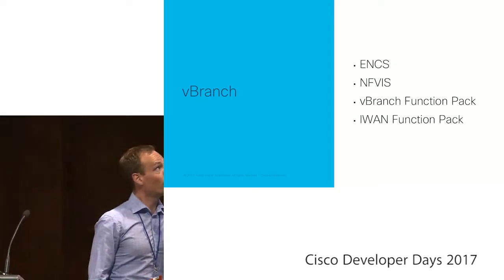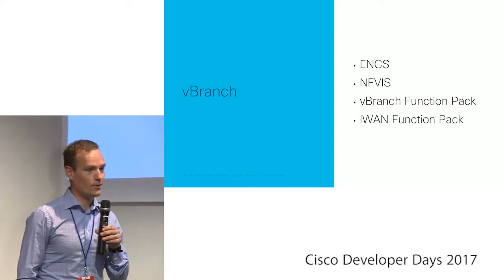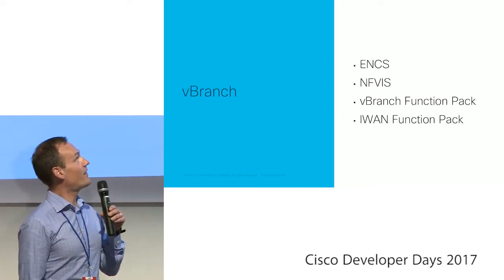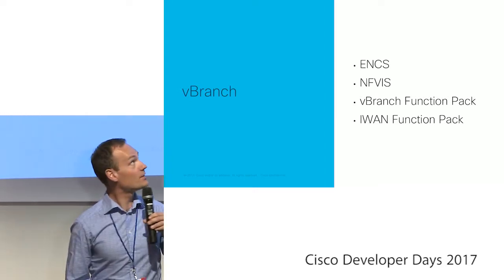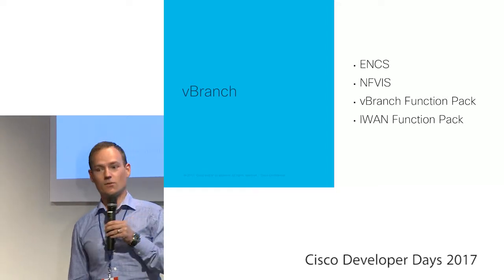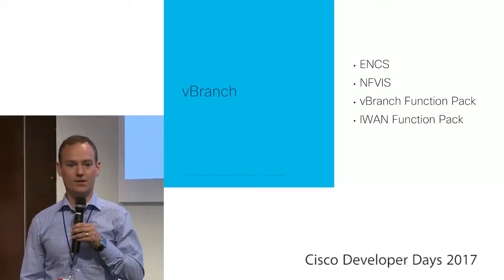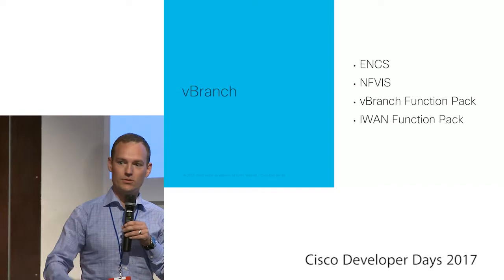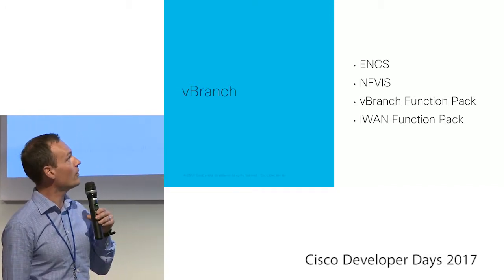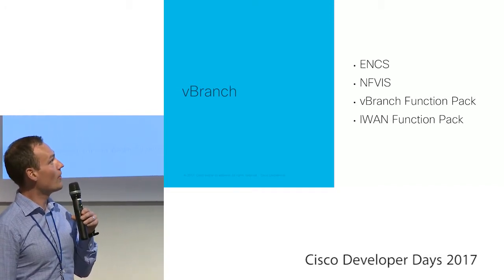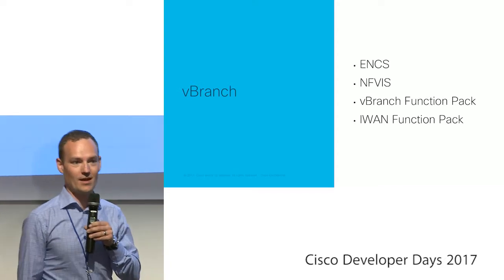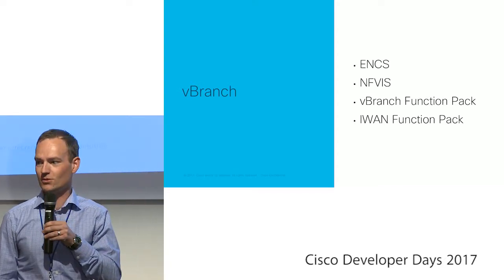So very briefly, what is VBranch? We have all these fantastic acronyms, ENCS, the Enterprise Networking Computing System. It's a small hardware that you send out. It's an x86 hardware. On that, you're going to be running NFVIS, the NFV infrastructure software.